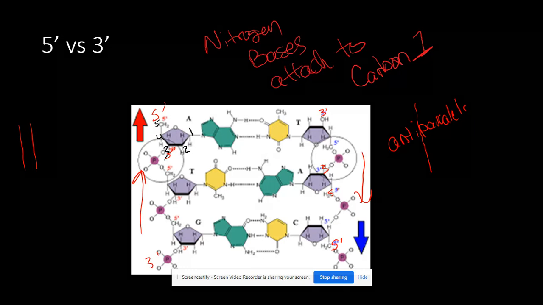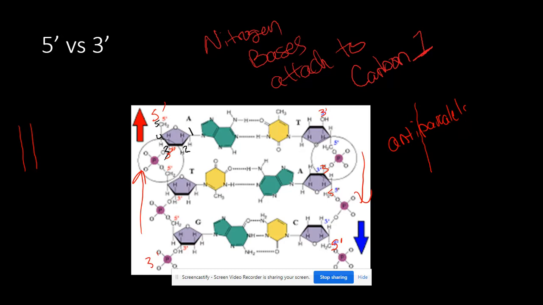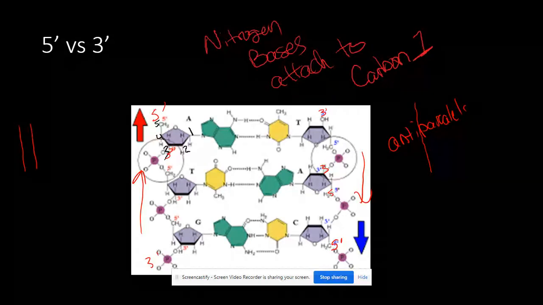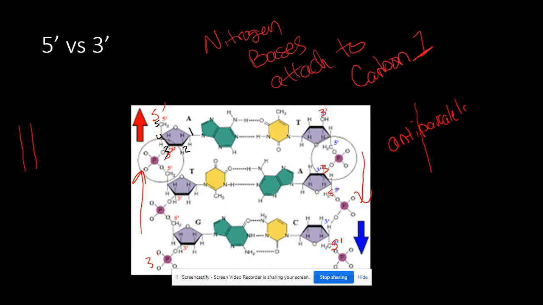We're going to use that term unzip, and I'm going to put little quotes around it because it's not exactly what's necessarily happening, but it's going to unzip. And then we've got enzymes that are going to come in and pair up nitrogen bases with each strand. So what we end up getting is that.